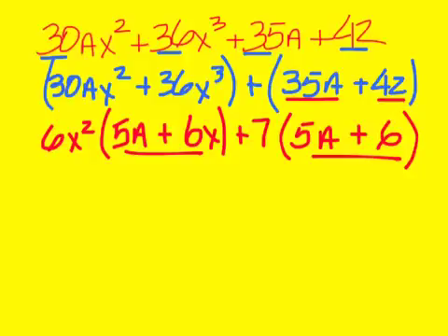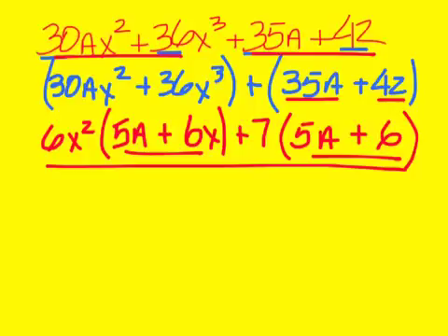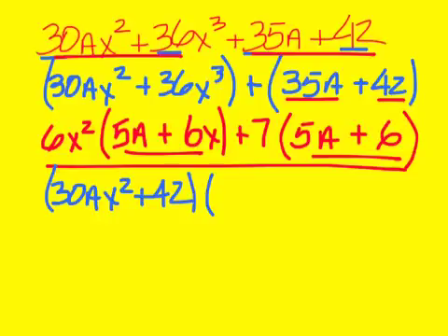No, I don't. And it's not a matter of me writing in an extra variable this time that I erased on the other slide. So we just draw a line and try again. So instead of grouping the first 2 and the second 2, let's try the first and the last. How about 30ax squared plus 42? And then the middle 2, there should be a plus in there. There we go. 36x to the 3rd plus 35a.